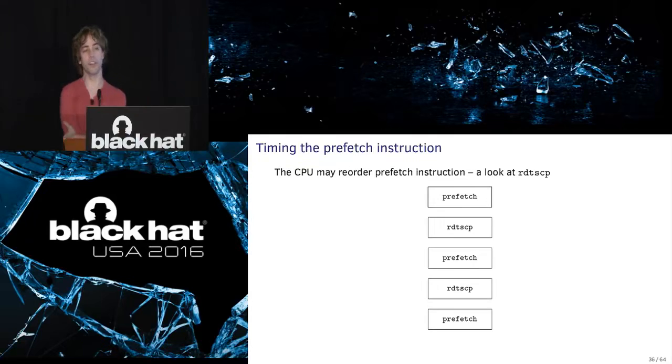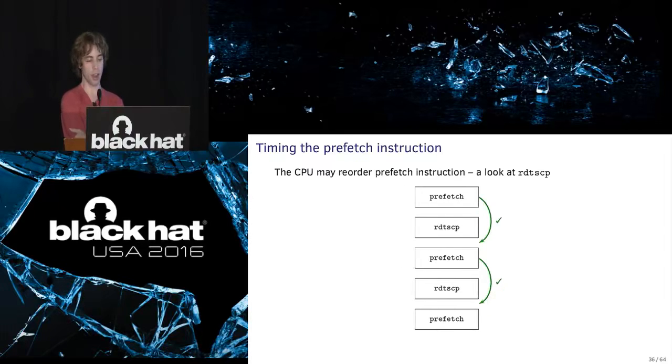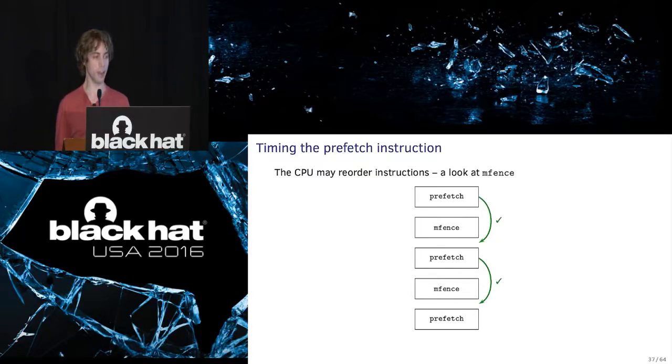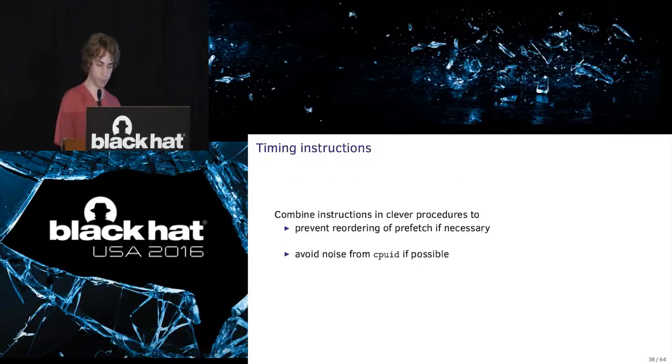If we look at the prefetch instruction, the prefetch instruction is not ordered with respect to RDTSCP, so this is allowed, and this is also allowed. So when we want to measure prefetch, RDTSCP is not a help at all. And the same goes for mfence. Again, it may be reordered in any direction, and we cannot just rely on RDTSCP and mfence. So if we want to measure the execution time of a prefetch instruction, we actually have to come up with a sequence, and we came up with the following sequence.